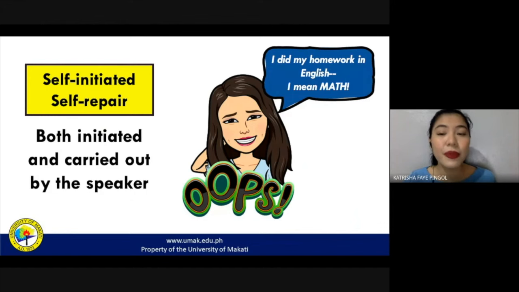So take for example this one. I did my homework in English. Oh, sorry, I mean math. All right. So that could be a form of self-initiated self-repair. Again, the speaker committed the error and the speaker immediately corrected this error as well.